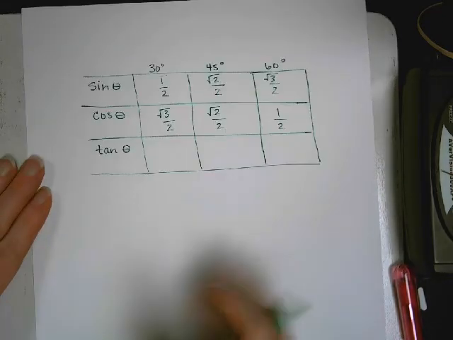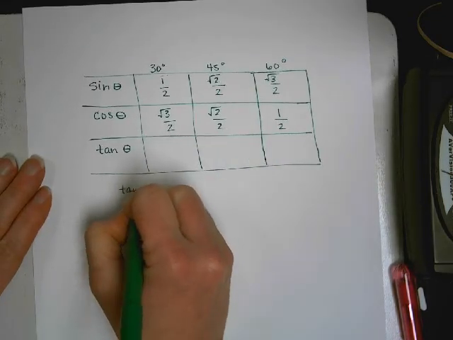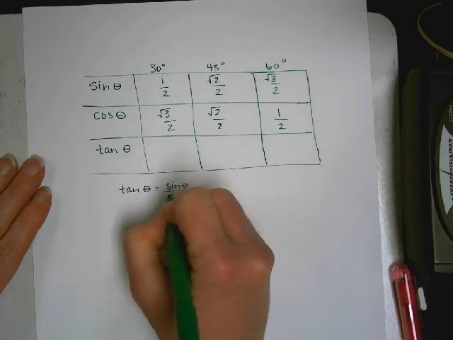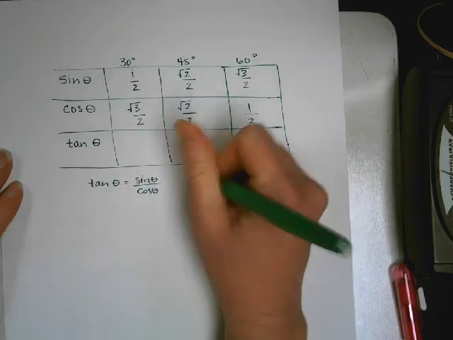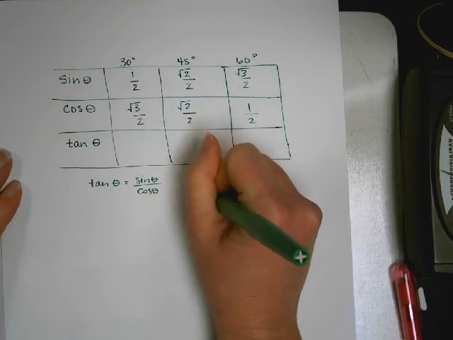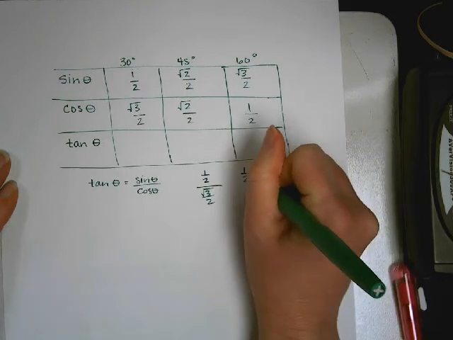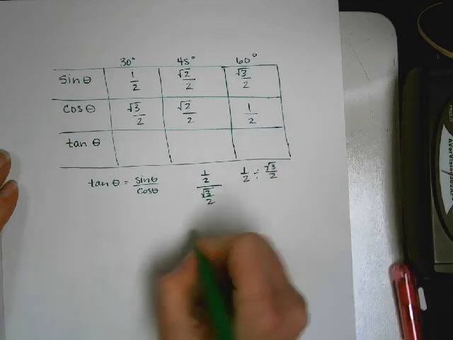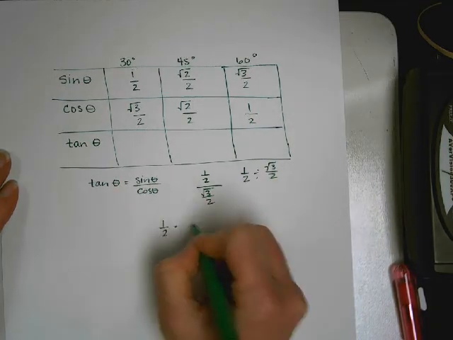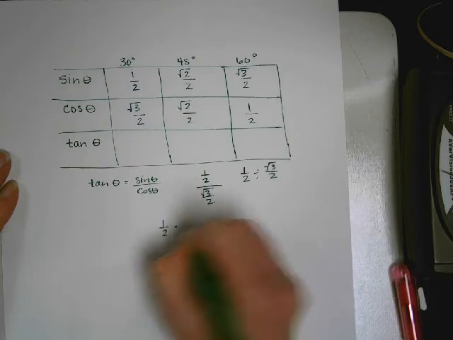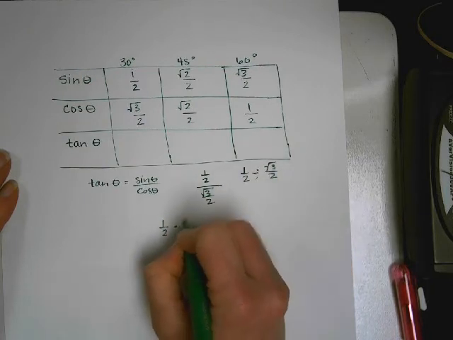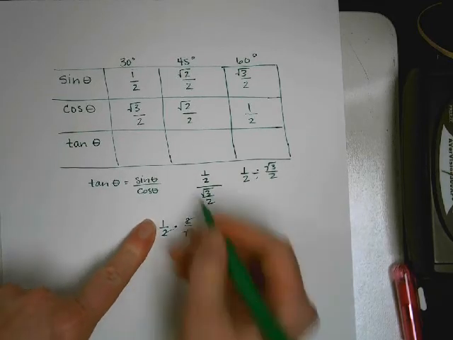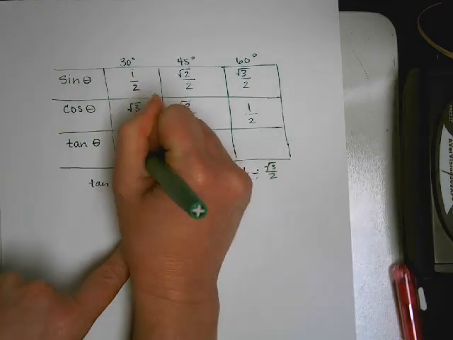And then tangent, if you remember when we talked about our quotient identities, tangent is sine over cosine. So if I look at it that way, that'd be 1/2 over square root 3 over 2, or 1/2 divided by square root 3 over 2. Or I could think of that as keep the 1/2, change the division to multiplication, so keep, switch, flip, 2's cancel, and I end up with 1 over the square root of 3. When you rationalize that, that's square root 3 over 3.